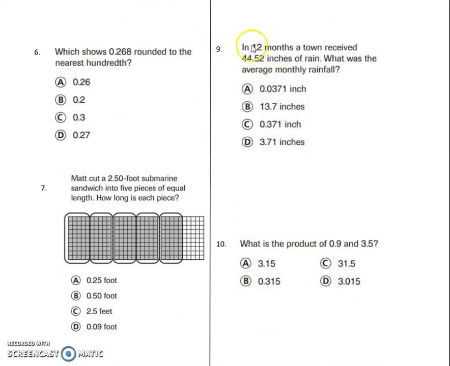Question 9. In 12 months, a town received 44.52 inches of rain. What was the average monthly rainfall? Pause the recording to work the problem.